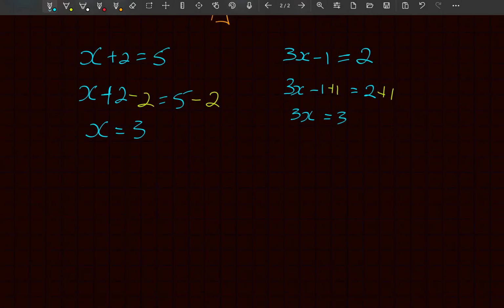And now we're almost there. The only thing stopping x from being the subject of the formula by itself is this 3. So again, I want to get rid of this 3. So I would divide both sides by 3, because these will cancel to give me 1, and that's exactly what I want. So I see that x would be, and what's 3 over 3? That's 1.